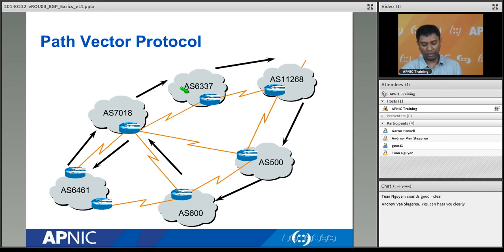So the only connectivity between AS 6461 and AS 6337 is via AS 7018 or via other ASes along the other path, right? If AS 7018 allows any machine from AS 6461 to browse something from AS 6337, then AS 7018 is allowing a transit, right? And definitely there will be a fee for that.